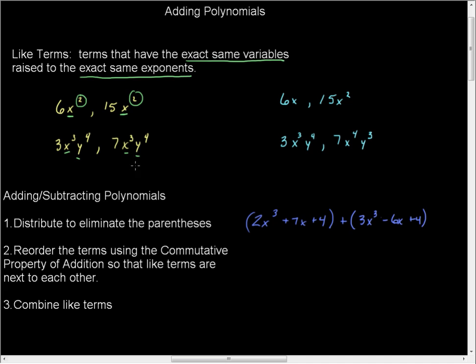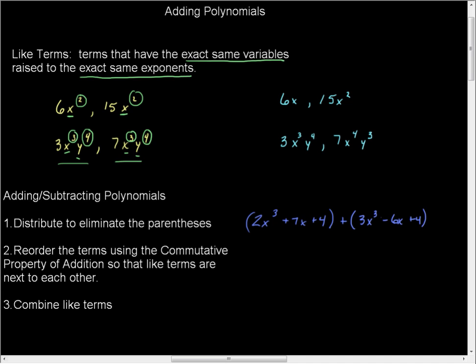We have x's and y's in both, good. With the x's, we have a 3 for the exponent, and we also have a 3 over here. So so far, these are like terms. On the y's, this y has a 4, and this y also has a 4. So both terms, 3x cubed y to the 4th and 7x cubed y to the 4th, have the exact same variables, and they have the exact same exponents on those variables. And so they're like terms, by definition.